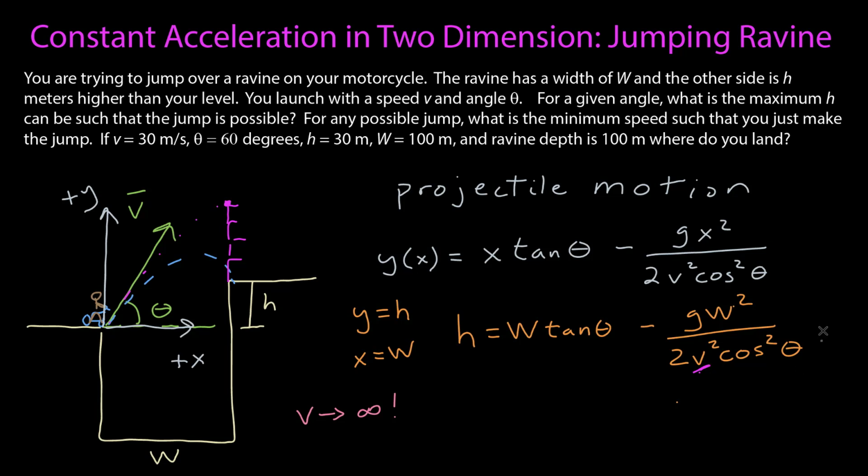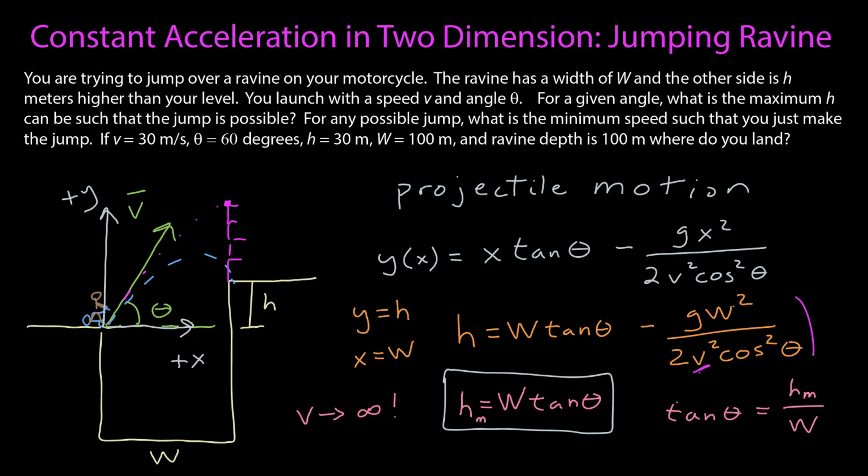So to do that, v goes to infinity, and that term goes to 0. And we're just left with the maximum height is equal to the width, w, of the ravine times tangent theta. Does this make sense? Notice that this is a triangle where the opposite side of this right triangle is the height, and the adjacent side is the width. What does that mean? Well, that's a triangle where the hypotenuse is along the velocity vector. And that makes sense. If your speed really were infinitely fast, you wouldn't fall at all. You'd just go in a straight line directly to the point where you land.